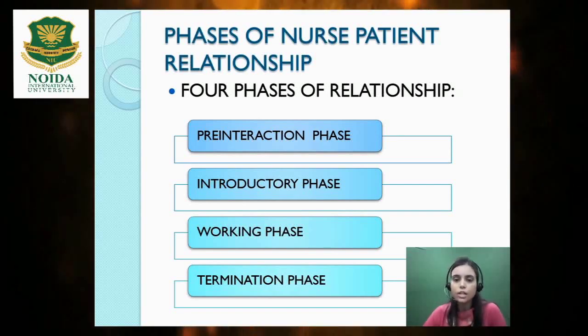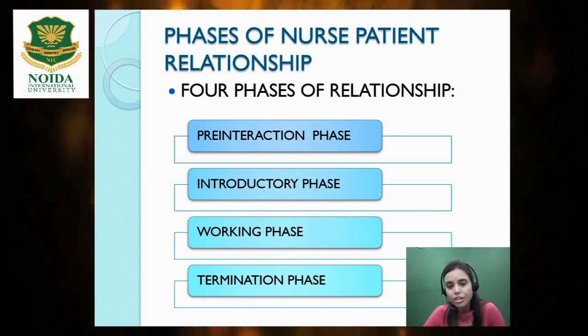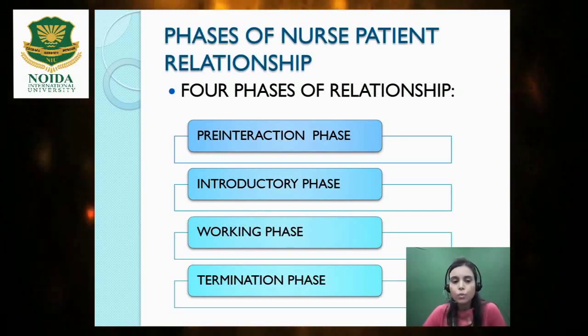And the fourth one is the termination phase. The termination phase is the last phase, where the entire relationship ends. This phase arises when the person leaves the hospital, or is discharged from the hospital, or takes leave against medical advice, or maybe the person dies during the treatment procedure. So this phase begins with the termination of the patient.